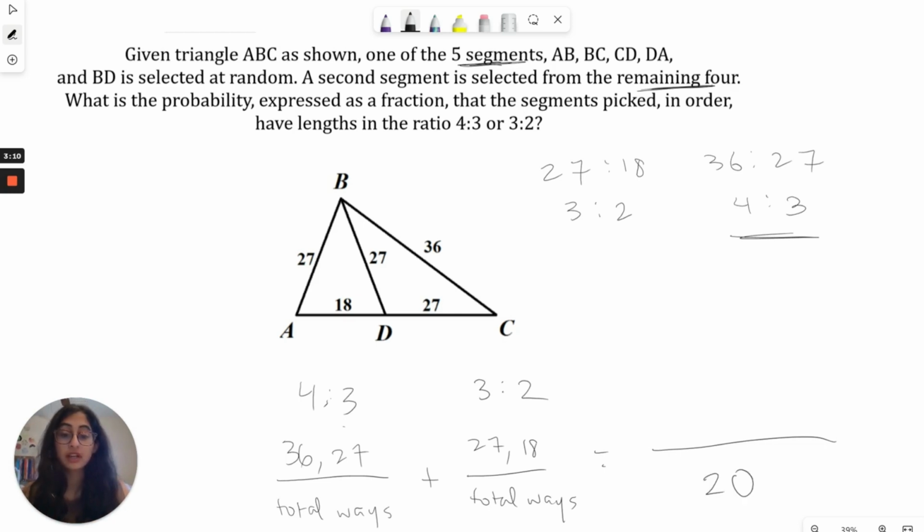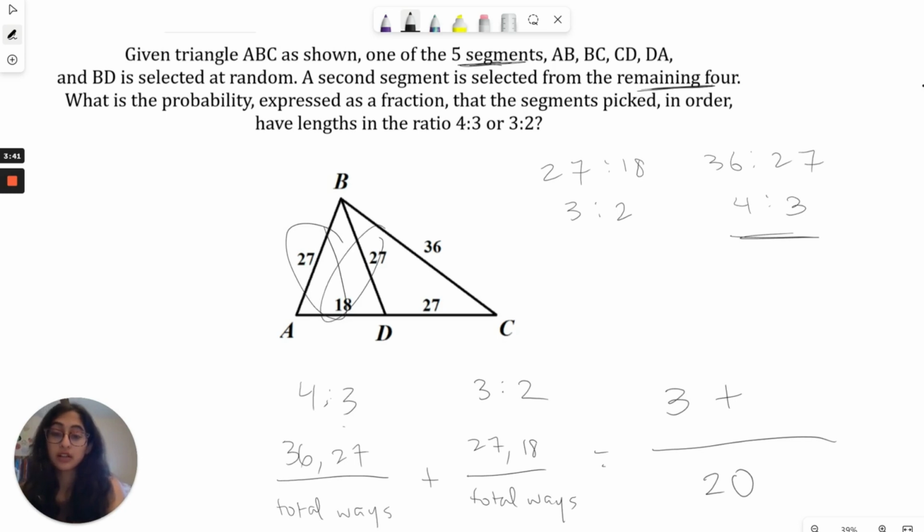Now, how many ways can you get a ratio of 4/3? Meaning you pick a 36 first and then a 27. Well, there's only one way to pick a 36, but there are 3 different ways to pick a 27, so there's 1 times 3, or 3 ways. You could pick 36 and this 27, or 36 and that 27, or 36 and that 27. Same thing for the ratio 3/2: there are 3 different ways to pick that 27, but only 1 way to pick that 18.